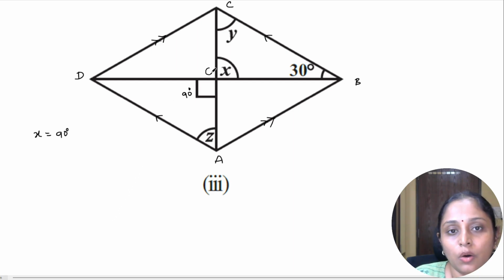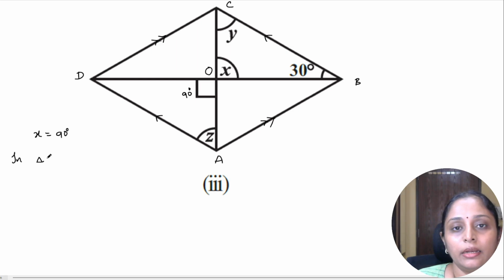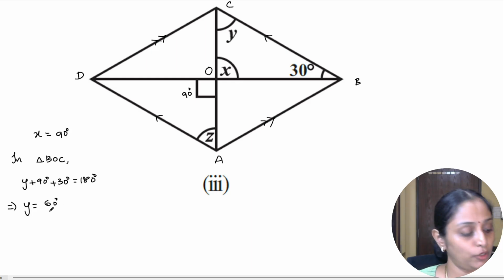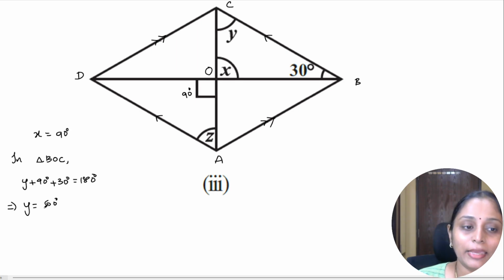Now, if I look at triangle BOC, the sum of the angles in a triangle is 180 degrees, and I already know two angles, so I'm going to write y plus 90 plus 30 is equal to 180 degrees. Therefore, y is equal to 180 minus 120, which is 60 degrees. So I got the value of y as 60 degrees. Now, if y is 60, what can you say about z?